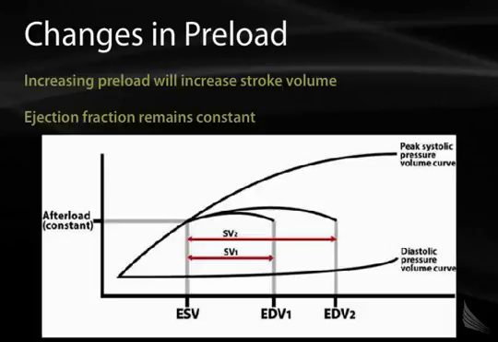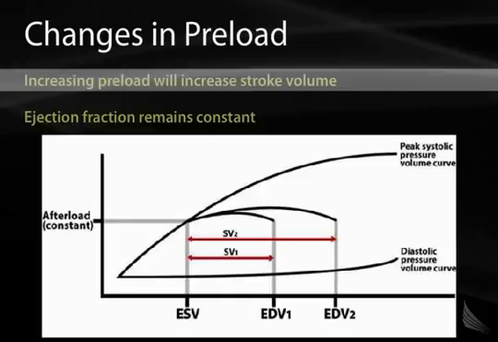Taking the patient from before, who had an end diastolic volume at this point, EDV1, and increasing their preload to EDV2, what will happen is that the stroke volume will increase from SV1 to SV2. This is the Frank-Starling mechanism. The heart will stretch out more but then is able to pump out more due to increased wall tension. Increasing the preload will increase the stroke volume.